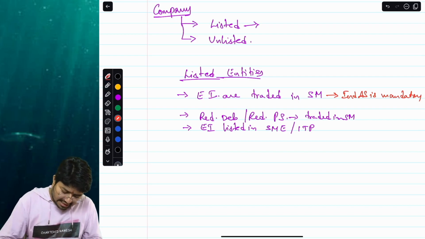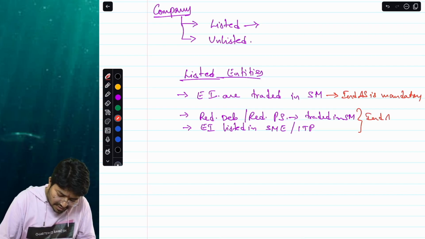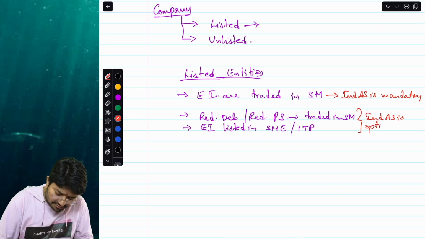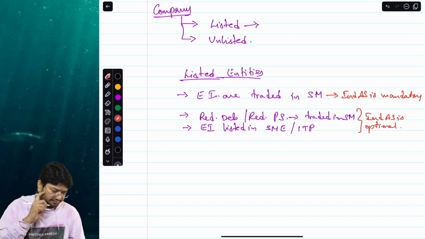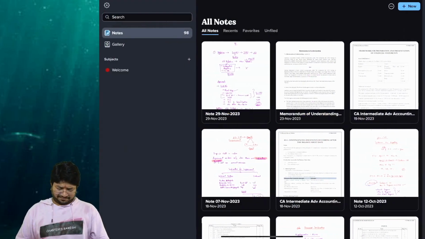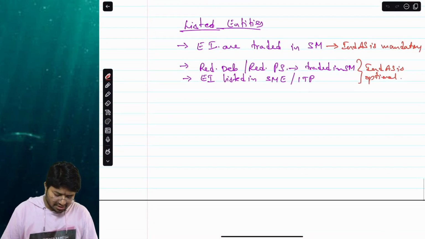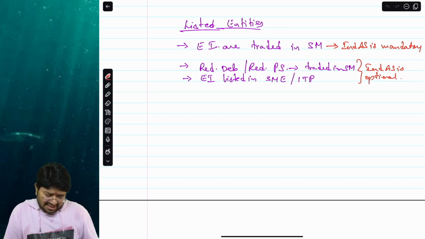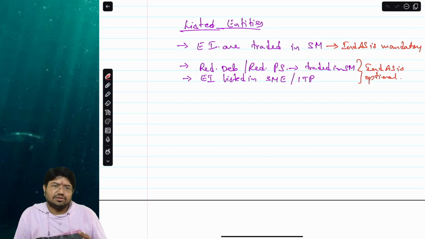Okay. Here in these cases, Ind AS is optional. Reason is very simple. Here the intention is to ensure all the large corporates are under Ind AS. It's not that just because you are listed doesn't mean you are a large corporate. Okay, only large corporates should adopt Ind AS.